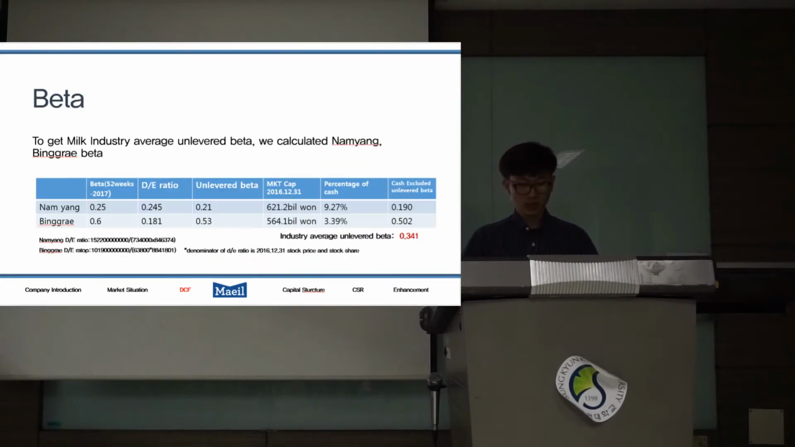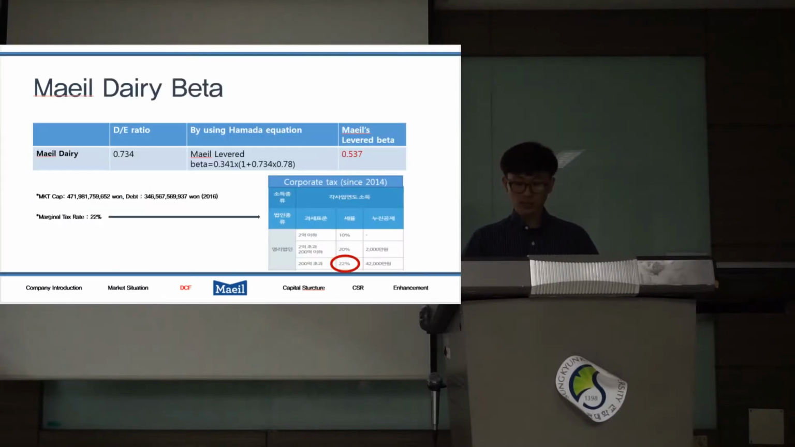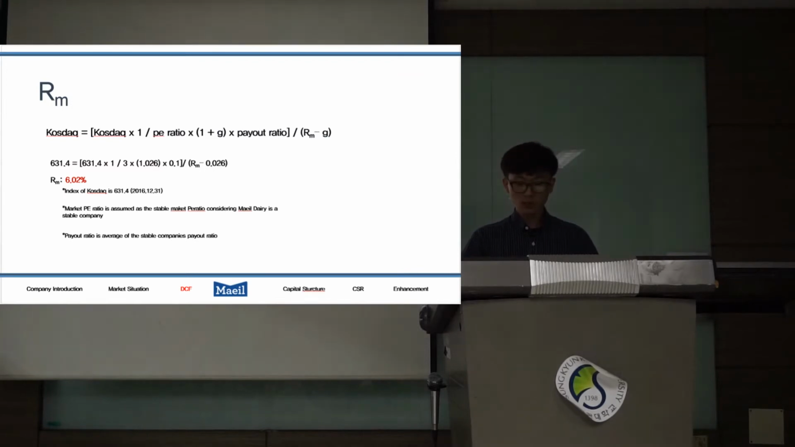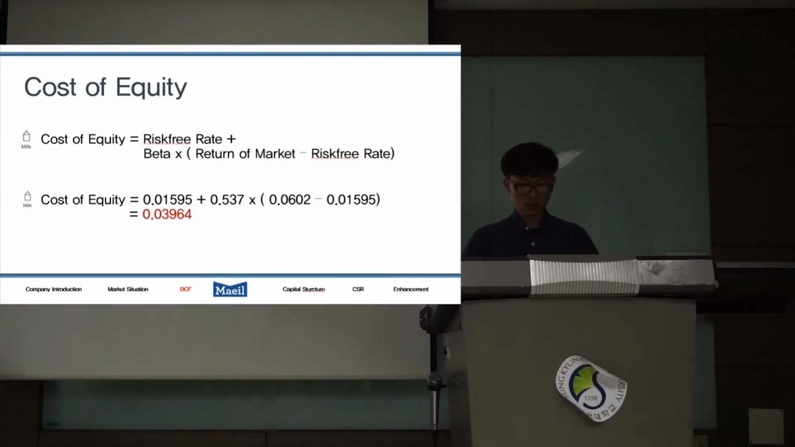To get beta, we use bottom-up beta. In the milk industry, there are a few companies like Nanyang and Binggrae. By applying these companies' betas to the Hamada equation, we can get Maeil's levered beta, which is 0.537. To get RM, we used the implied risk premium. So RM is 6.02%. Now we have the risk-free rate, beta, and risk premium, so we can calculate the cost of equity, which is about 4%.